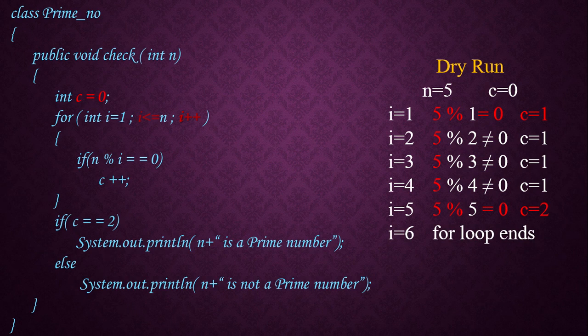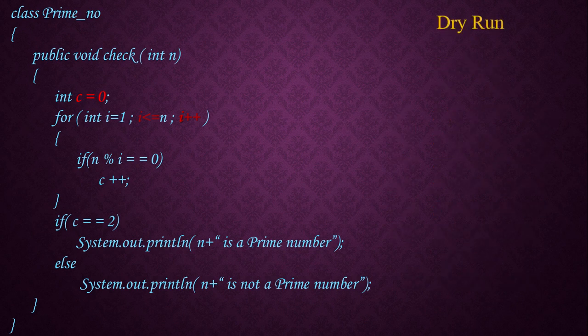Now my program comes out of the loop body and comes to this conditional statement part. It will check whether my value of c equals 2. Yes, see here, the latest value of c is 2. So it is satisfying the criteria of a prime number, and it will display the message that I have given, that yes, 5 is a prime number. So let us take up another dry run.